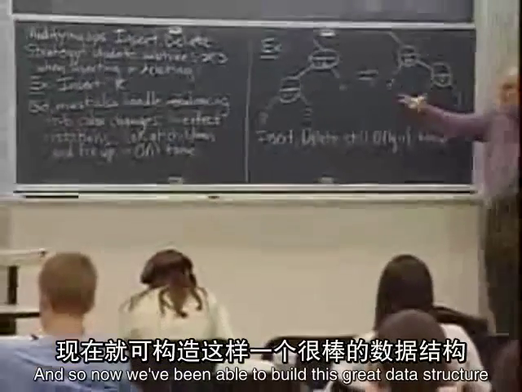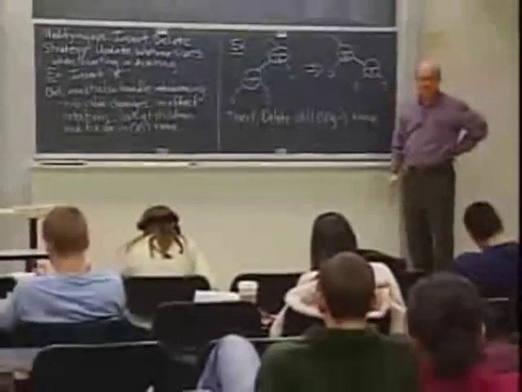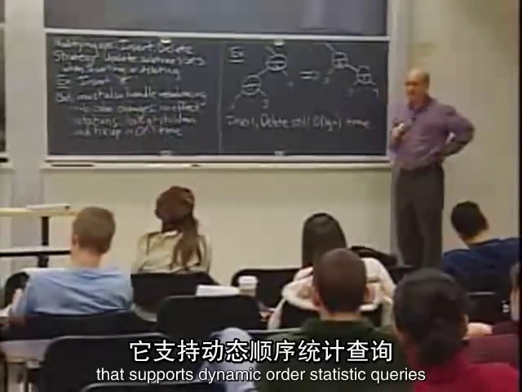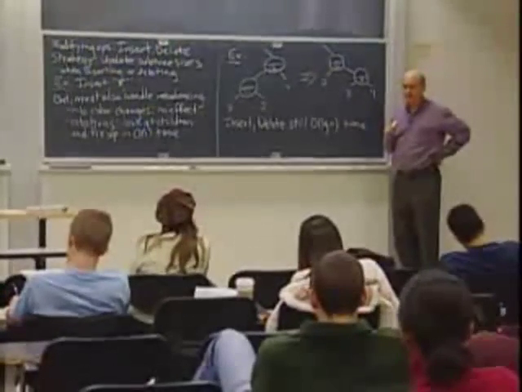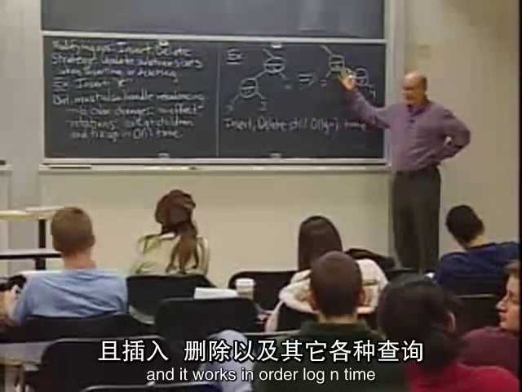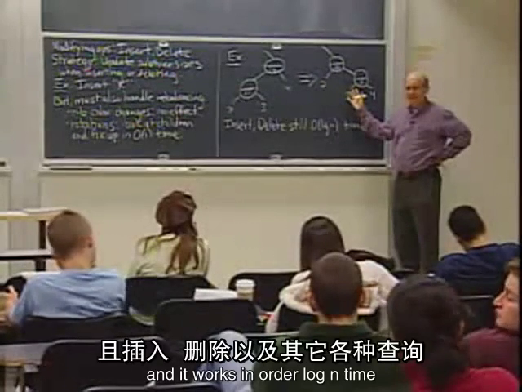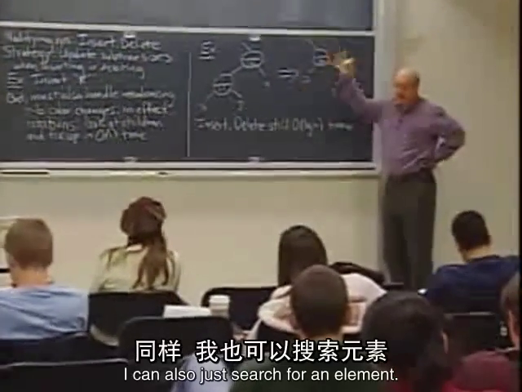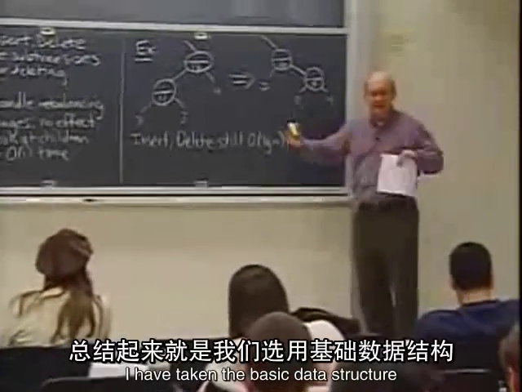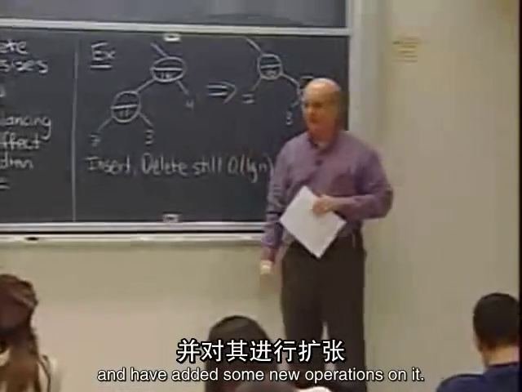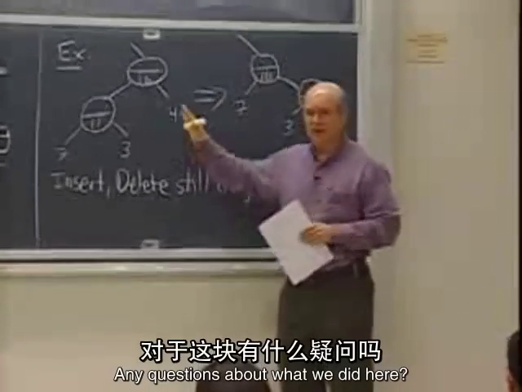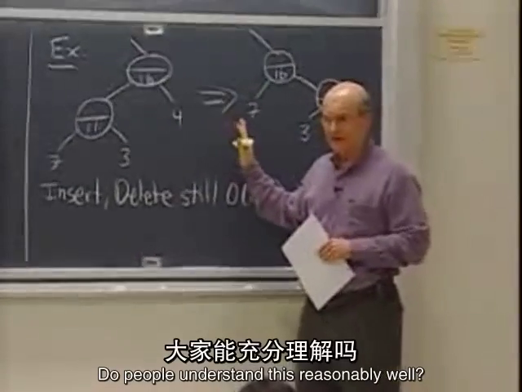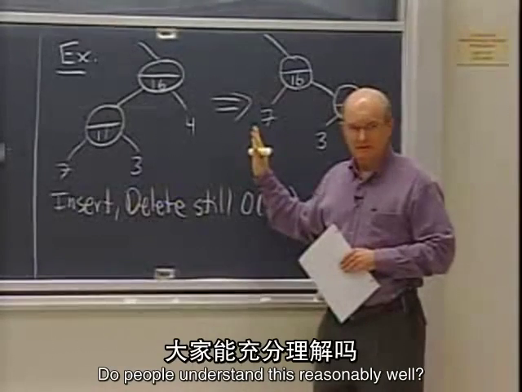And so now we've been able to build this great data structure that supports dynamic order statistic queries. It works in order log n time for insert, delete, and the various queries that you do. OS select. I can also just search for an element. So I've taken the basic data structure and added some new operations on it. Any questions about what we did here? Do people understand this reasonably well?